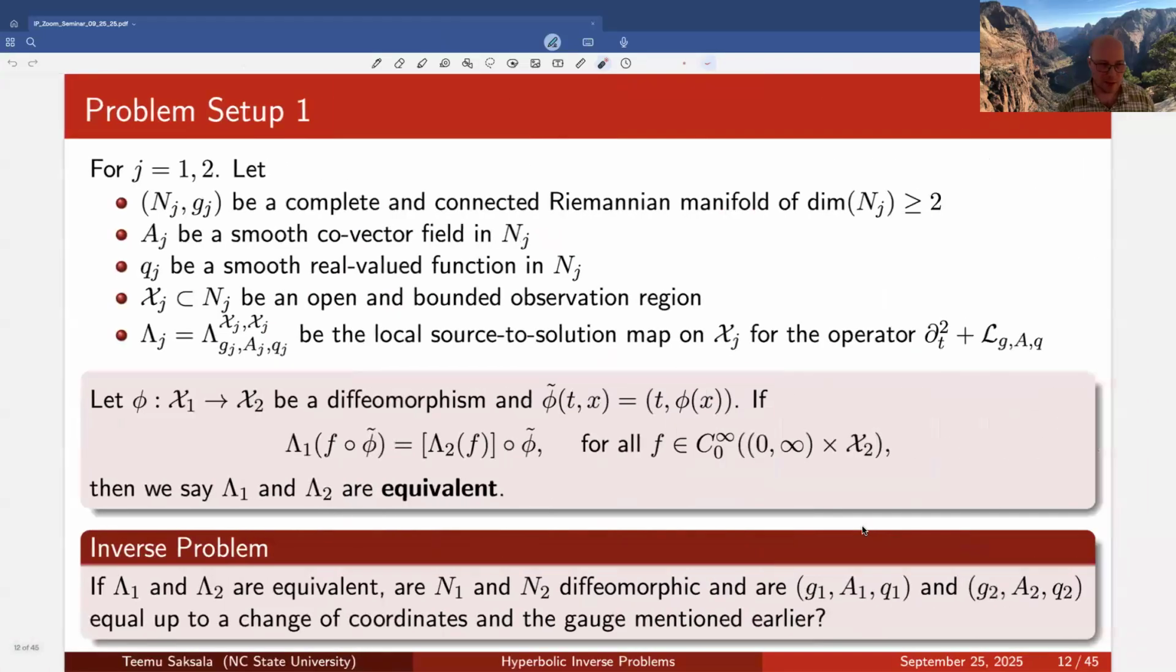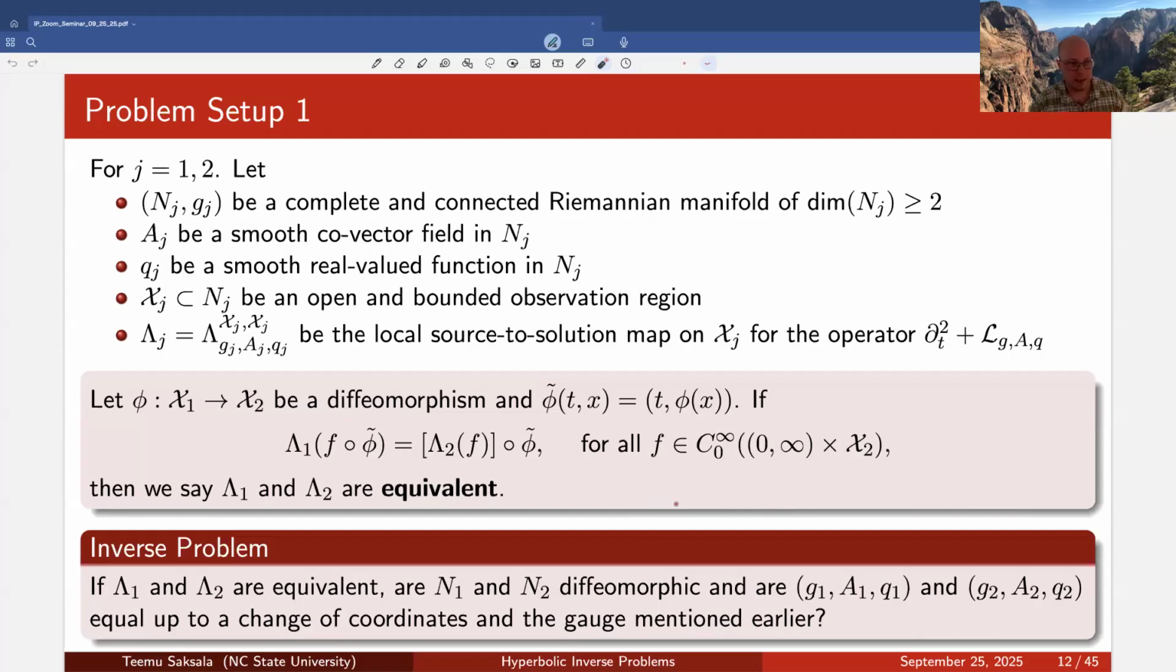Okay, so what is the problem setup like more concretely? So assume that I have two copies of everything. I have two Riemannian manifolds. I have two smooth covector fields, two smooth real-valued functions, and each of the manifolds has its respective observation set. Okay, and then all these four first things give me the respective source-to-solution maps for these respective hyperbolic operators.